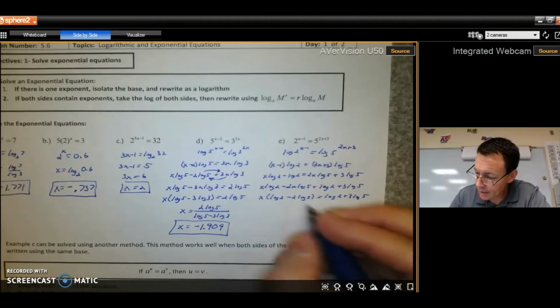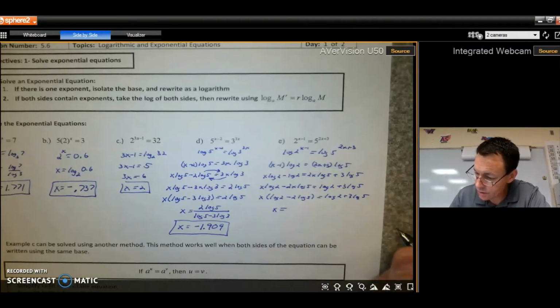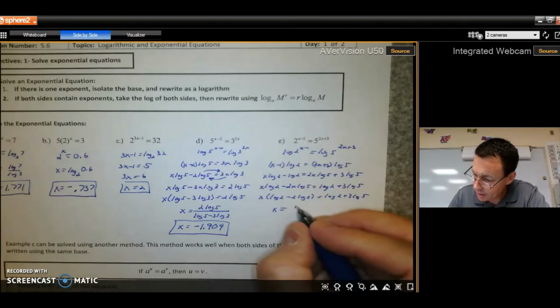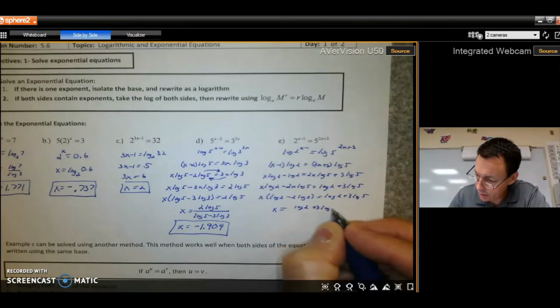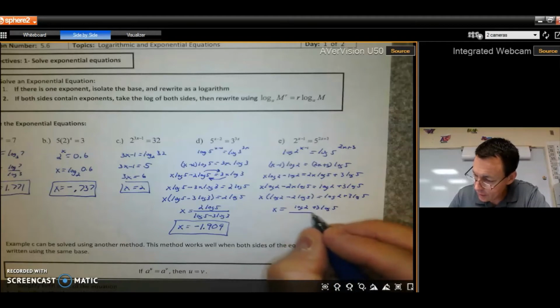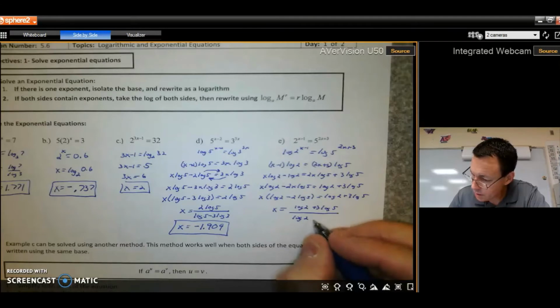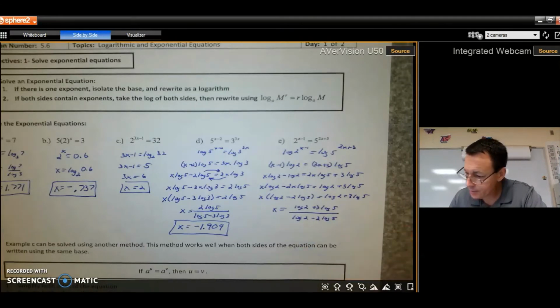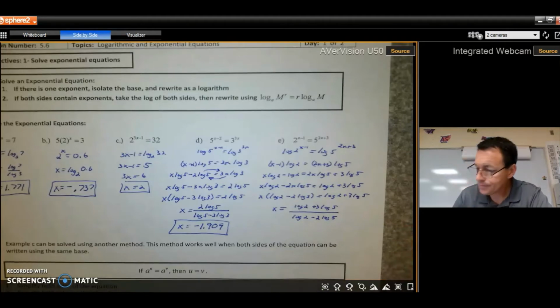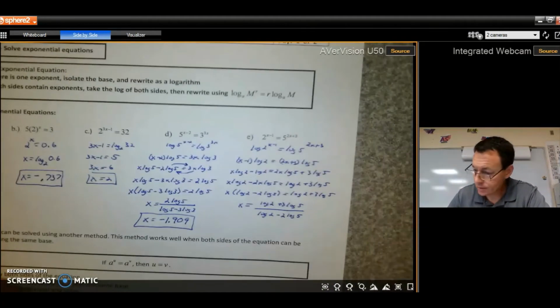And then I'm going to divide by this. So x equals log 2 plus 3 log 5, and then over log 2 minus 2 log 5. All right. So now it's calculator.